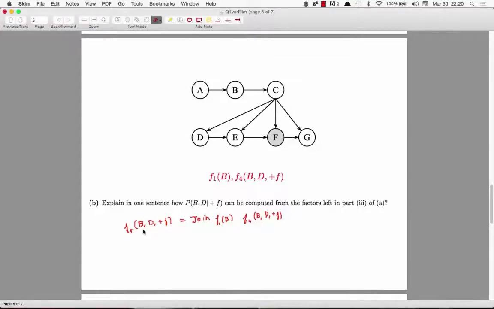And now if we just normalize f5 such that the rows sum to 1, it just boils down to the probability of, so f5, and then we just normalize. So this gives us probability b, d given plus f. So the answer to this part is just join the two remaining factors and then normalize the factor that you get. And that gives you the desired query.